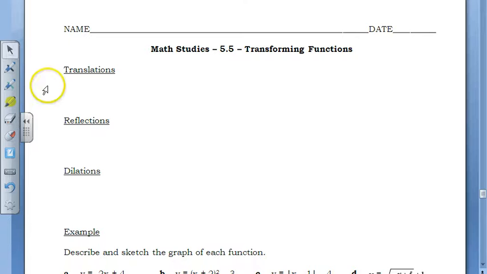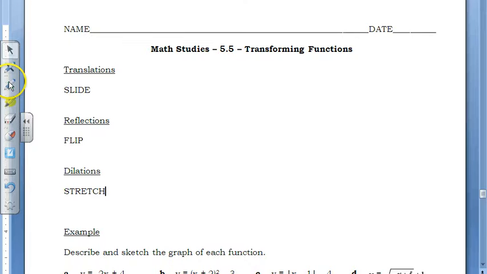Translation is when you slide an object. Reflection is when you flip an object. Dilation is when you stretch an object. And specifically for functions, there are different things you can do to the equations of the graphs that will make them do each of these things.